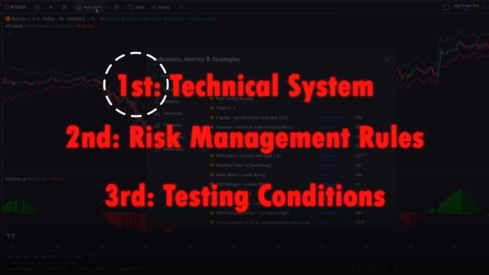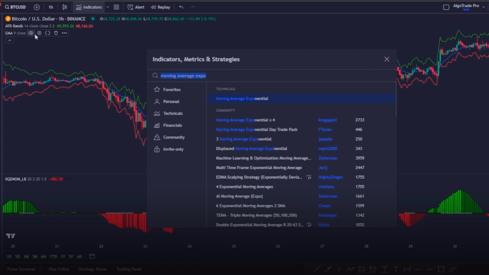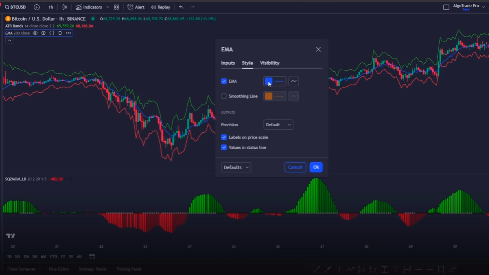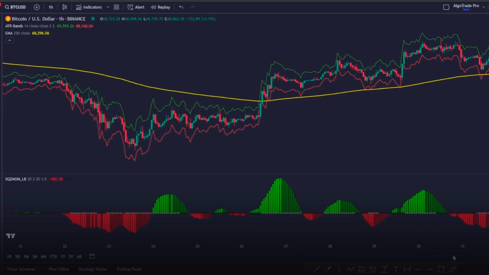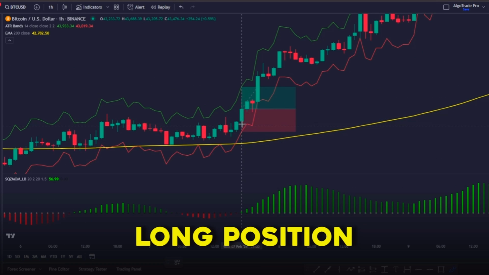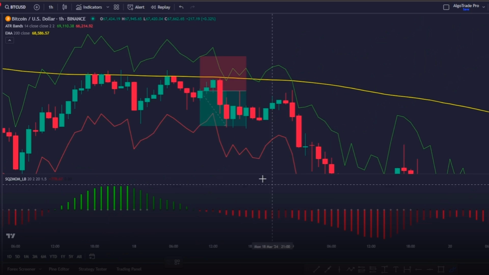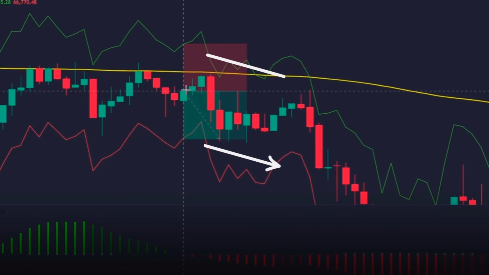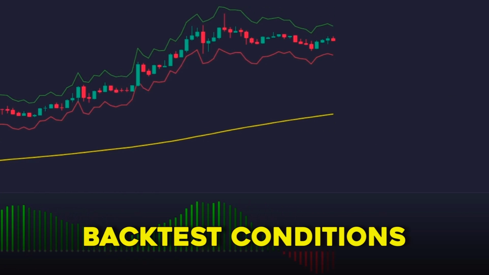Finally, regarding the technical system, in addition to the Squeeze Momentum, I will also use a 200 period exponential moving average as a baseline to filter out losing signals from the indicator. This way, I will only consider entry signals that are in the same direction as the trend given by this baseline. Here you have an example of a long position where the price is above the 200 exponential moving average, and here you have a short trade example where the price is below this baseline. And in short, these are our backtest conditions.